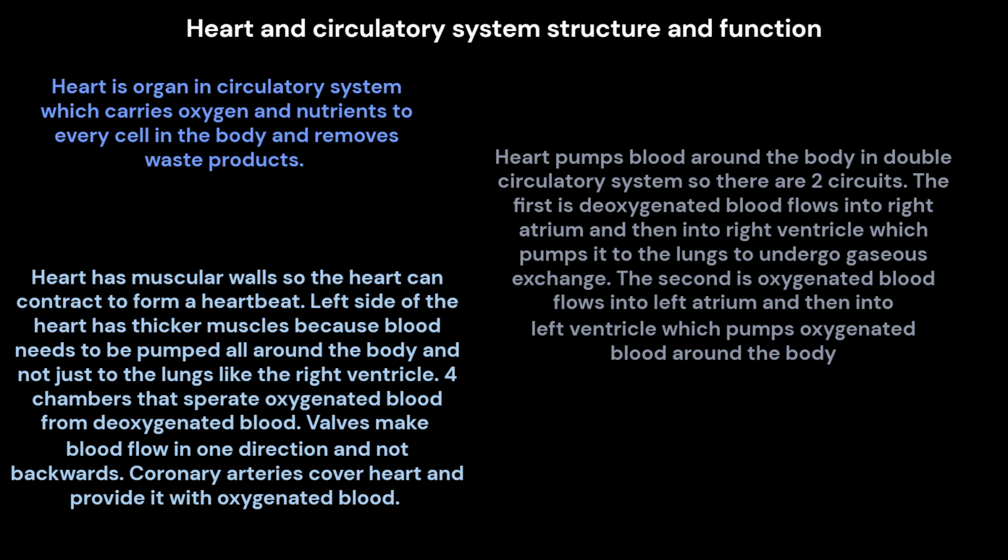The heart has muscular walls, so the heart can contract to form a heartbeat. The left side of the heart has thicker muscles because blood needs to be pumped all around the body and not just to the lungs like the right ventricle. Four chambers separate oxygenated blood from deoxygenated blood. Valves make blood flow in one direction and not backwards. Coronary arteries cover the heart and provide it with oxygenated blood.